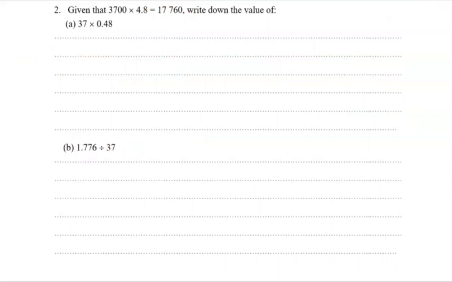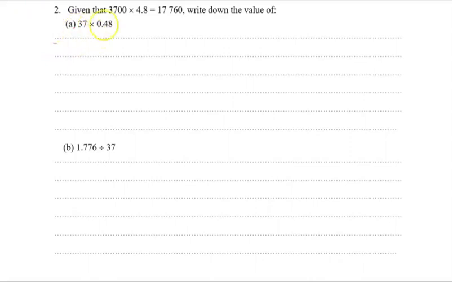This is exercise 2.2. Here we're going to be going over exact calculations. So question 2, given that 3,700 times 4.8 equals 17,760, we're going to use this to work out the value of 37 times 0.48.